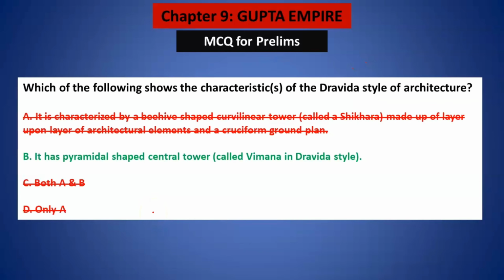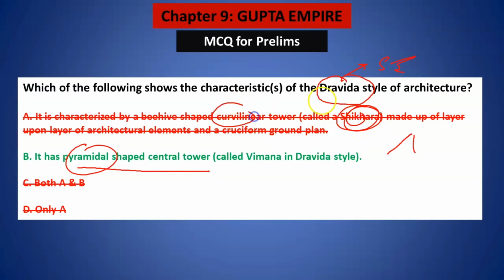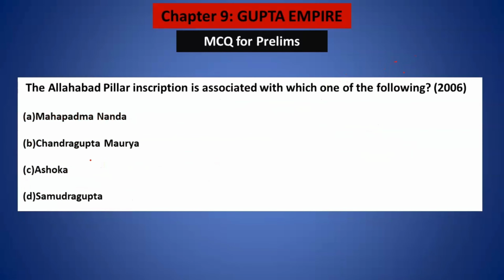So the right answer is it has a pyramidal shape. I'm talking about the Dravidian style. This is in South India. I have already told you that in South India it has a pyramid shape. This shikhar, this curvilinear, this dome shape, this is in North India. So this is not the answer. This has to be the answer. Obviously, if A is in the option, it will get eliminated. Answer will be B. Next question.